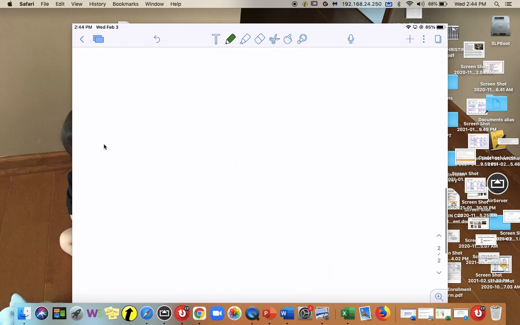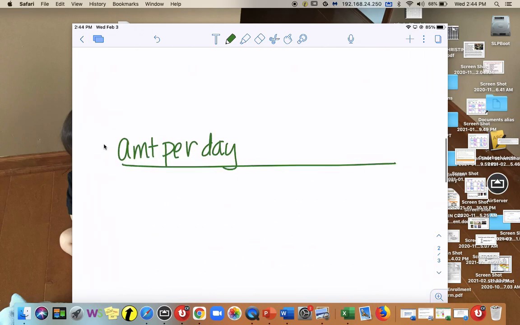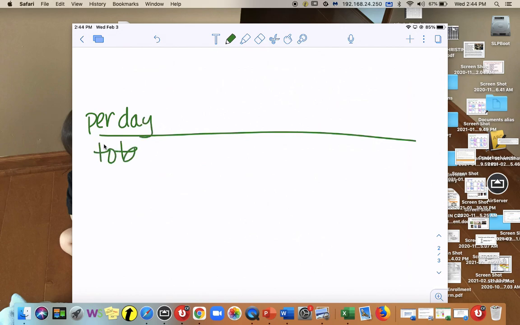So again, here's our table, and now I can write it out. So we have the amount per day. Let's make it a little bit smaller than that. And this will be the total. And let's do it for a week.